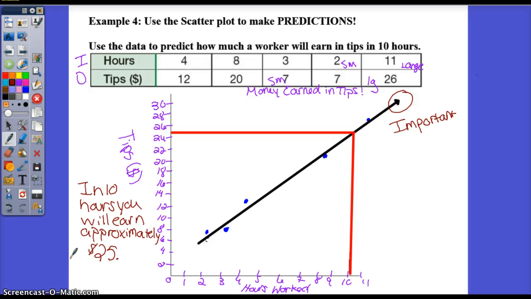Again, make sure you have your trend line, make sure there's an arrowhead, make sure you have title, labels, and all of the above.